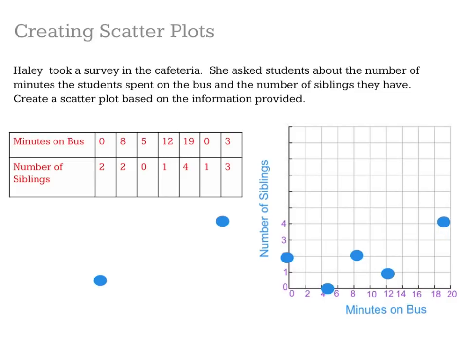Then I've got 0 minutes on the bus, but they've got 1 sibling. And 3 minutes on the bus, and they've got 3 siblings. So there I've gone ahead and made my scatter plot by putting all of my points where they belong based on the chart. Let's go ahead and take a look at the next thing.